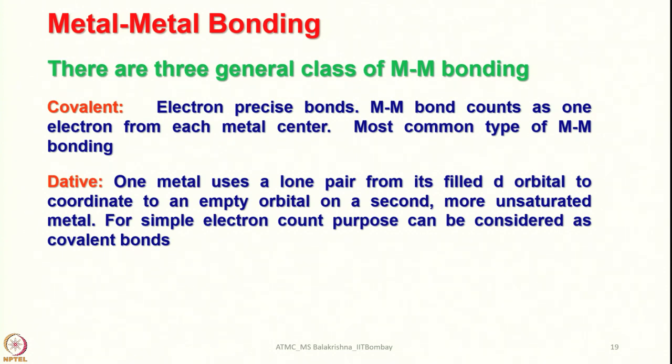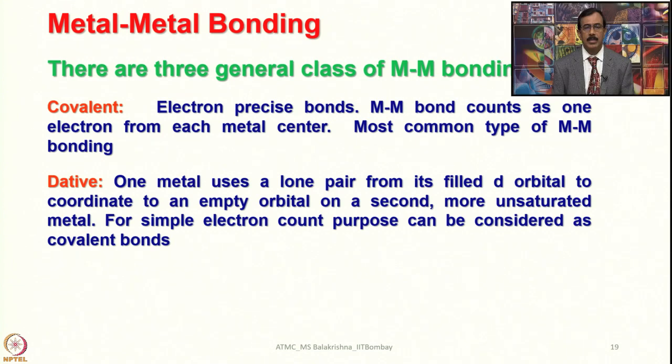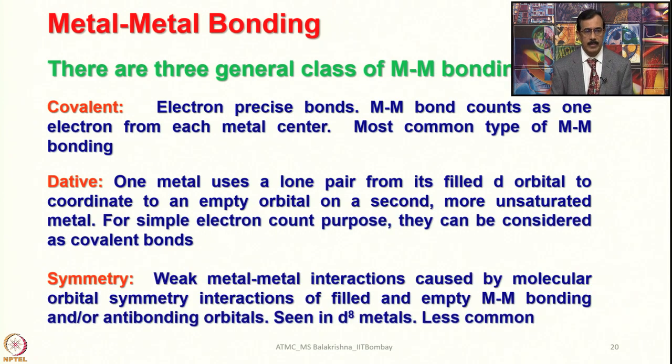For example, if I take a metal center having 18 electrons and another metal having 14 electrons, it can give, and that can also become a 16 electron complex, if not 18 electron. Now we have the last one, a very rare one, called symmetry metal-metal bonding. These are weak metal-metal interactions caused by molecular orbital symmetry interactions of filled and empty metal-metal bonding and or anti-bonding orbitals, seen in d8 metals, but they are less common in nature.